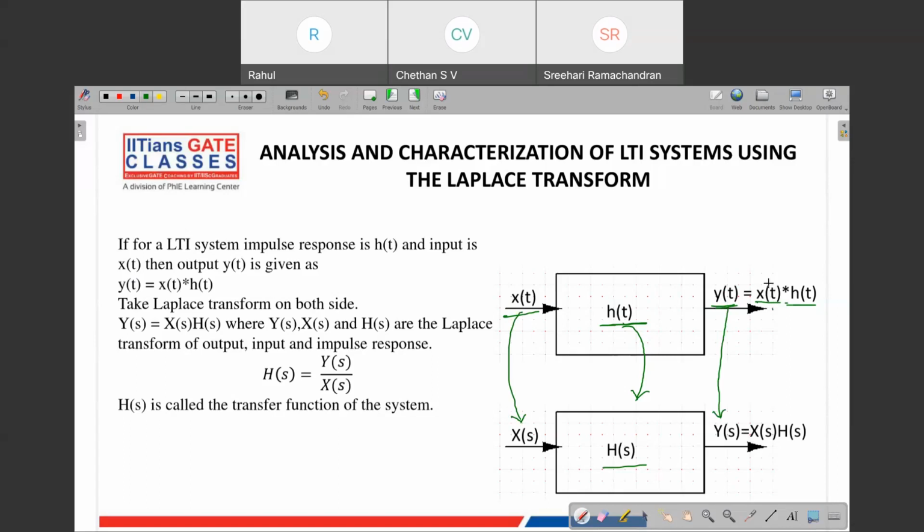be equal to, since in the time domain these two are a convolution, in the Laplace domain this will become multiplication. So your Y(s) is equal to X(s) times H(s), or you can write it as H(s) is equal to Y(s) divided by X(s). Now this H(s) that you see here, this is what we call the transfer function of the system.